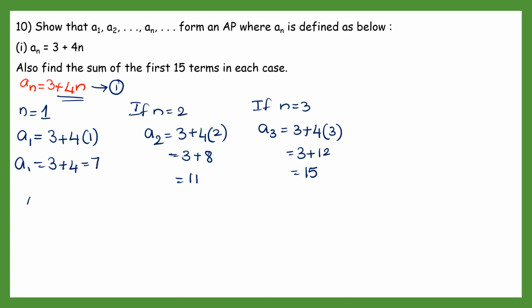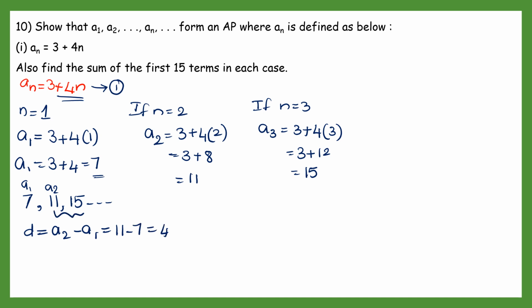We should check whether this is arithmetic progression or not. First term is what? 7. Second term is 11. Third term is 15 and so on. So to tell whether the given series is an arithmetic progression or not, what should you find? Difference between the terms. Difference d is what? We should find difference between consecutive terms. This is first term, this is second term. a2 minus a1. a2 minus a1 is what? 11 minus 7. You get 4.